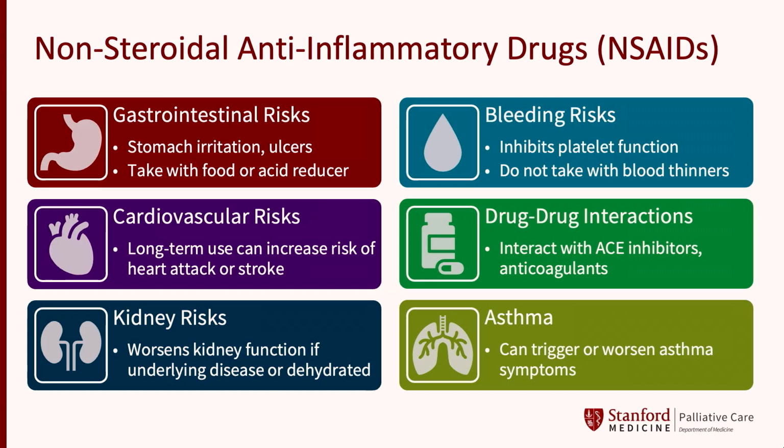So one way to sort of make taking NSAIDs safer is to take them with food and to make sure you stay hydrated. There can be some bleeding risk. NSAIDs can inhibit the function of platelets. That's the part of our blood that helps to form blood clots when we need them. And so we don't give NSAIDs to people who are already on blood thinners like warfarin or apixaban or Lovenox. There can be some drug-drug interactions, like with blood pressure medicines like ACE inhibitors, or we already mentioned the blood thinners. For some people with asthma too, the NSAIDs can bring up more asthma symptoms.